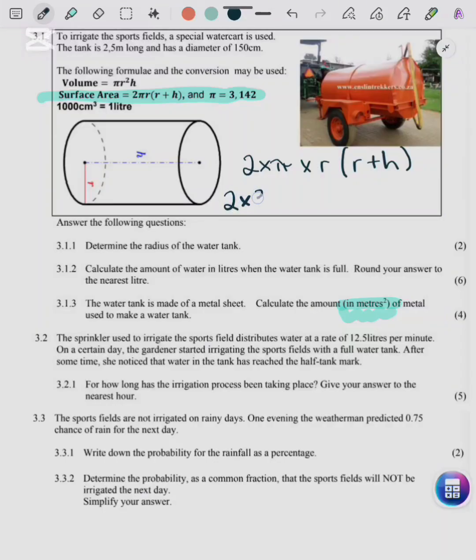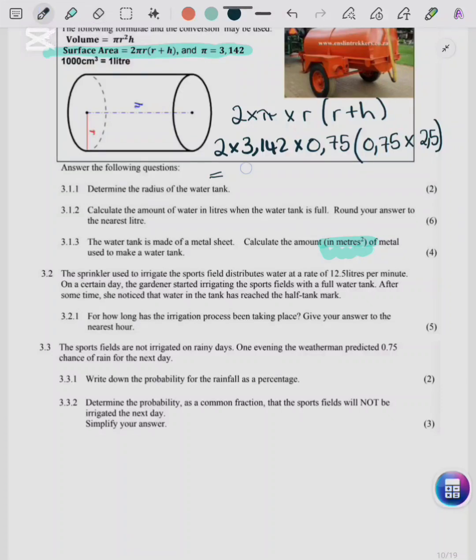2 pi we know is 3,142. Radius we know was 75 centimeters, which is 0,75 meters. Brackets, again, 0,75 meters, times by the height, and the height they tell us is 2,5 meters. Okay, and that gives us 15,317, keeps going, meters squared.